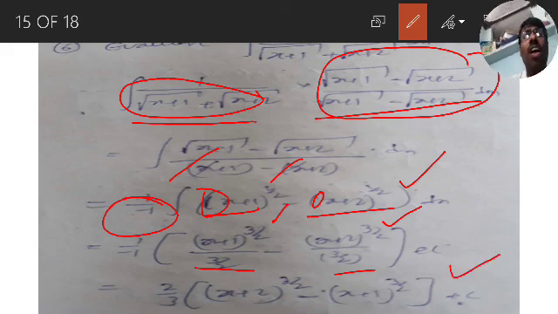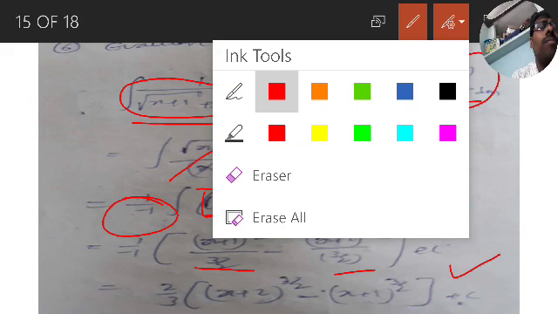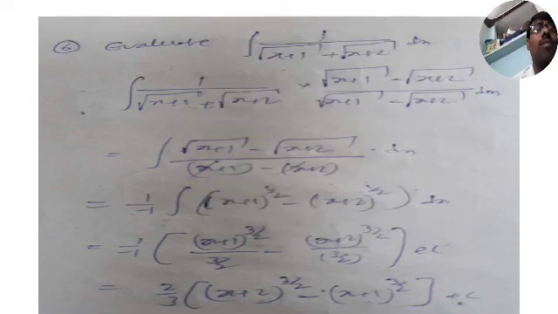So what is my final answer? 2 by 3 into x plus 2 whole power of 3 by 2 minus x plus 1 whole power of 3 by 2 plus c. This is my answer. Are you getting? Nothing is there. Very easy problems.